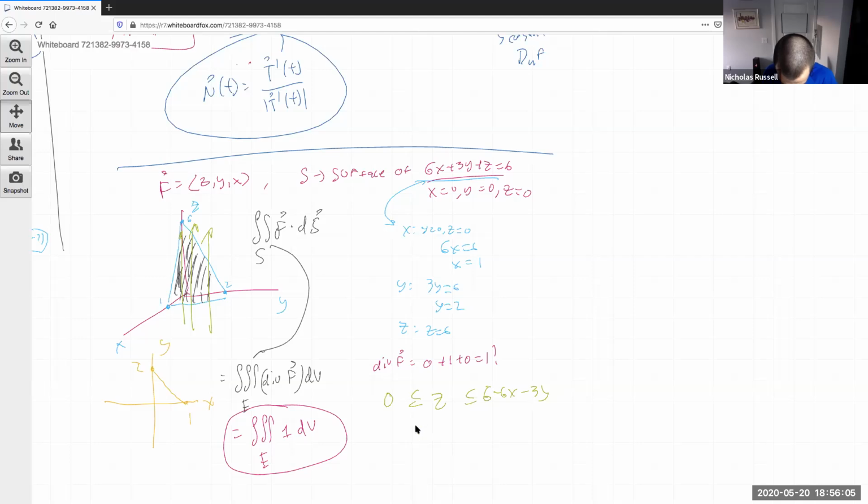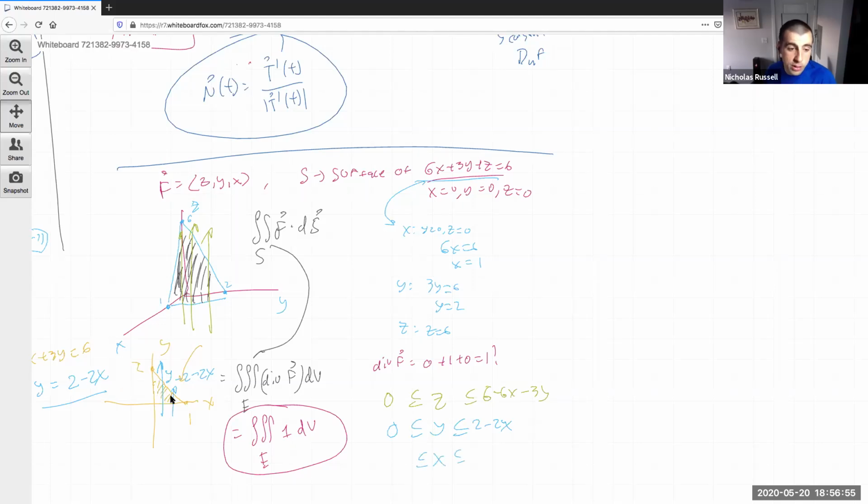And what I want to do now is come up with the bounds for this little triangle here. And I note that this line right here is when z is 0. So it's equal to 6x plus 3y equals 6. If I divide everything by 3, this becomes y is equal to 2 minus 2x. So this line is y equals 2 minus 2x. So I could integrate with respect to y first. I would enter at y equal to 0, and I would exit at the line 2 minus 2x. So my y is between 0 and 2 minus 2x.